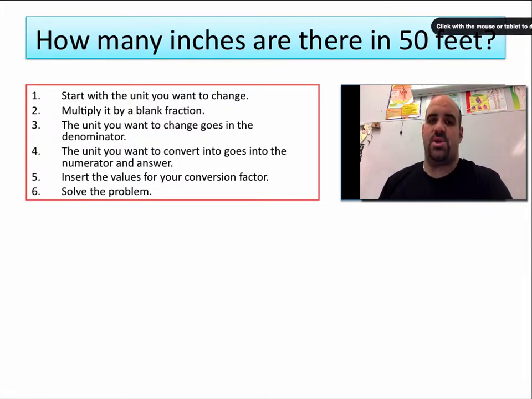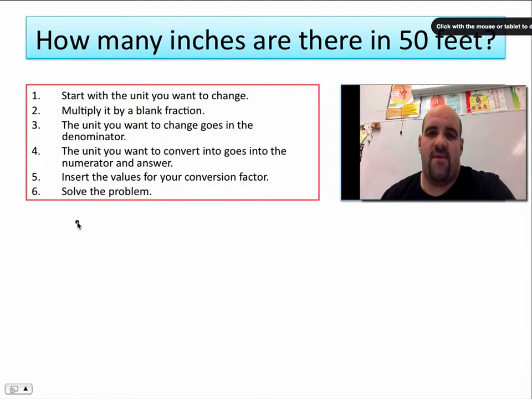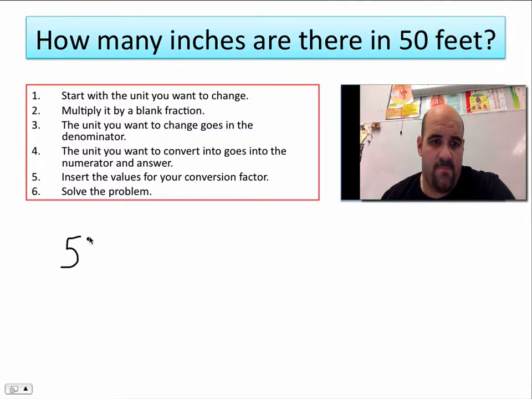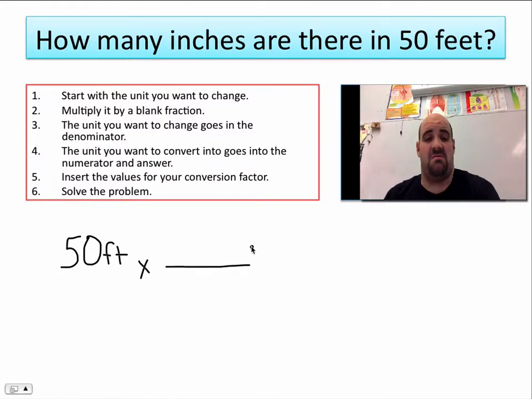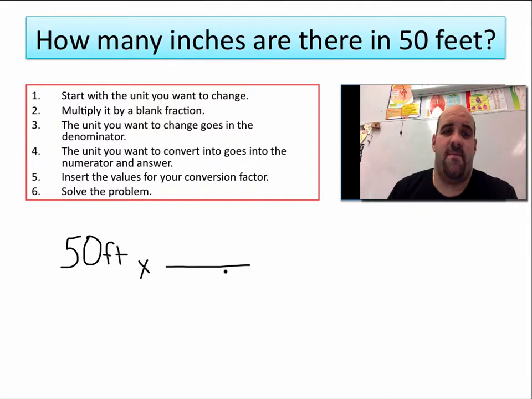So the rule was to start with the unit you want to convert. And what unit do we want to convert? Well, I want to convert 50 feet into inches. And it says to multiply it by some blank fraction. Okay, I made a blank fraction. I don't know what I have to put in there yet. But the unit I want to change, 50 feet, goes in the denominator, the bottom. So this unit, feet, has to go down here. Boom, done. The unit you want to convert into goes in the numerator and the answer.